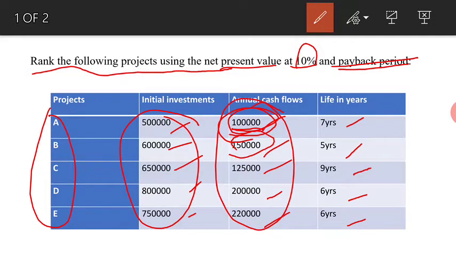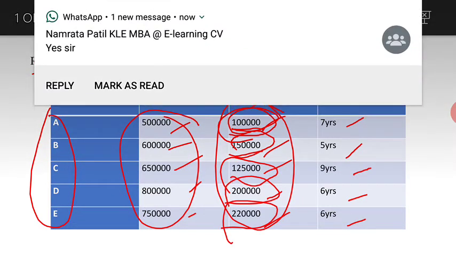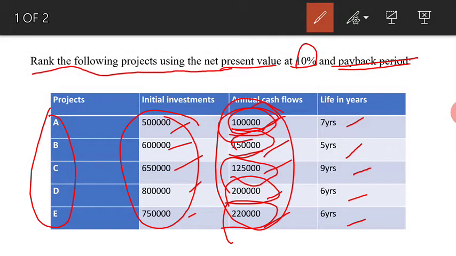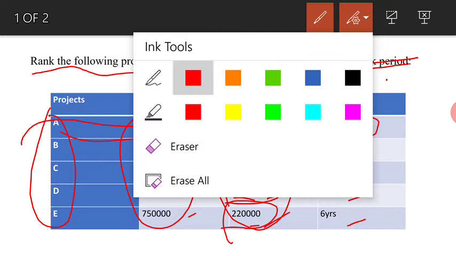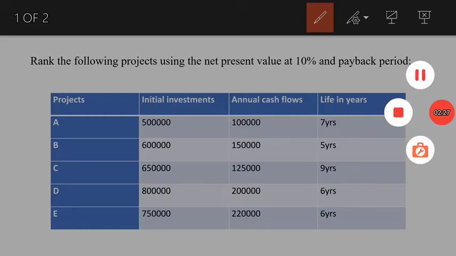Whereas for project B it is 1,50,000 every year for a period of 5 years. That means 1,50,000 every year means again it is annuity. For project C it is 1,25,000 every year. That means again 1,25,000 is the annuity for 9 years. 2 lakh for 6 years, that means 2 lakh is annuity for 6 years, and 2,20,000 is again annuity for 6 years. Okay, so here we are not going to use the lump sum factors, but instead we are going to use annuity factors because your cash flows are uniform for the projects. Okay, I hope you're clear with why do we use annuity.